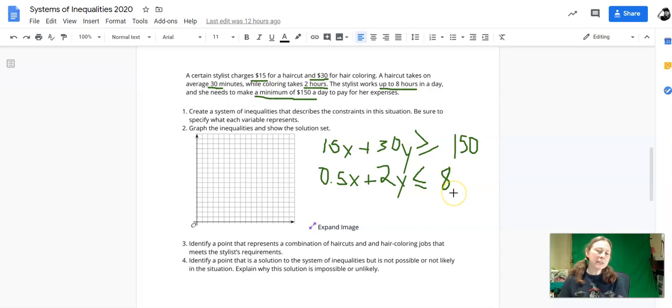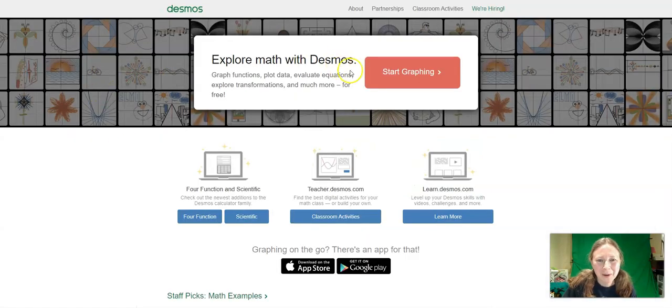Now for this one, I'm going to cheat just a little bit, and I'm going to plug these equations into Desmos, and then we'll color in the solution set once we've graphed the lines there. Ordinarily, we'd graph the lines manually. We're just taking a little shortcut here.